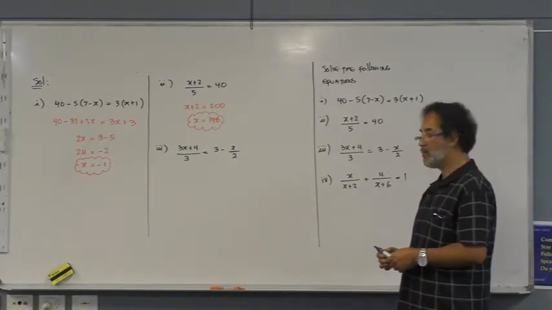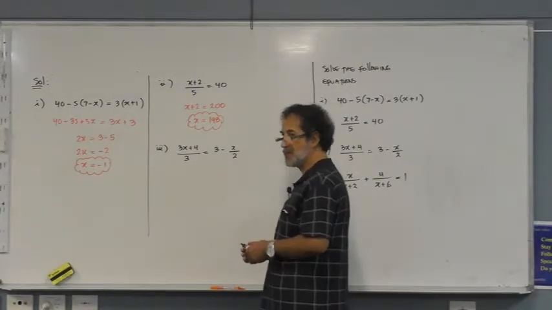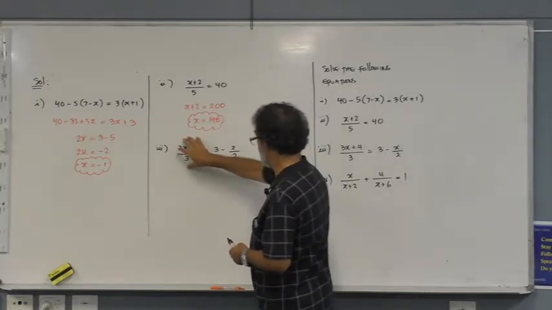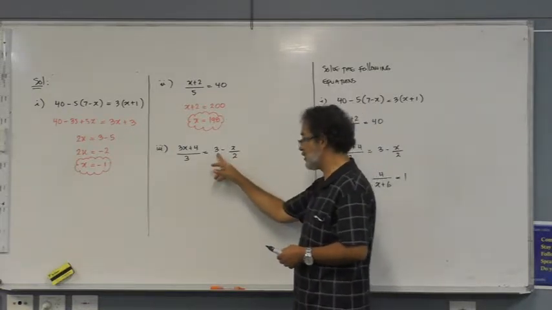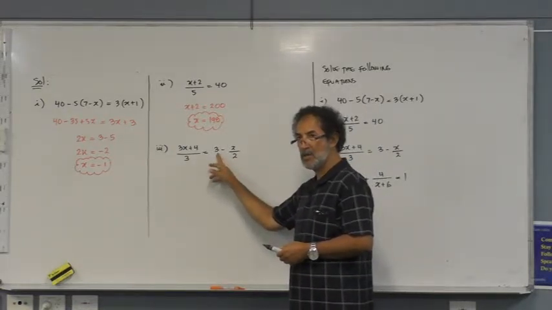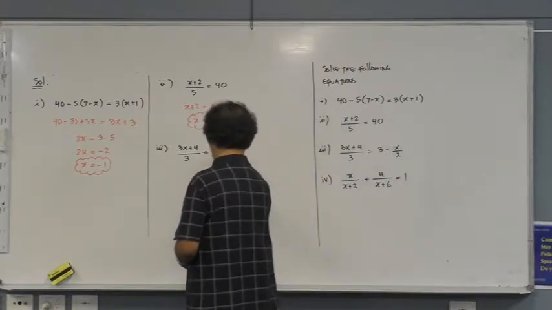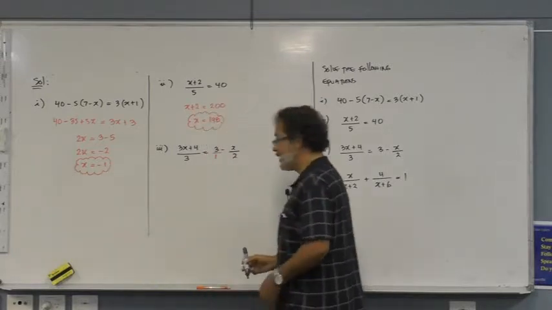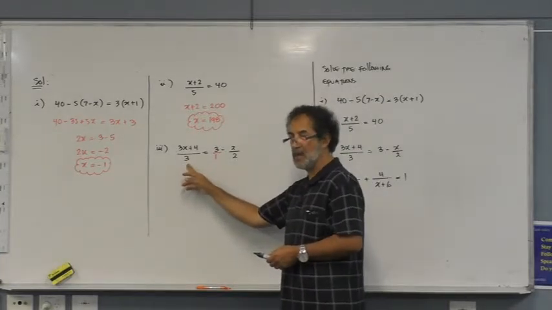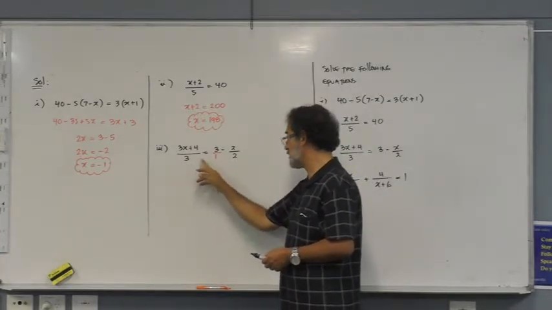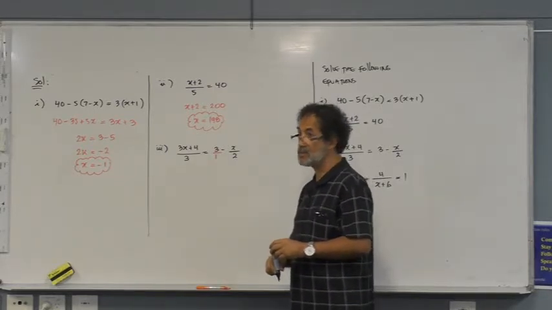Next, when we have a question like this, I think the best thing to do is to make everything look like a fraction. So we're going to make 3 look like a fraction by putting 3 over 1. Then we're going to find the lowest common denominator between 3, 1, and 2. What is the lowest common denominator between 3, 1, and 2? 6.